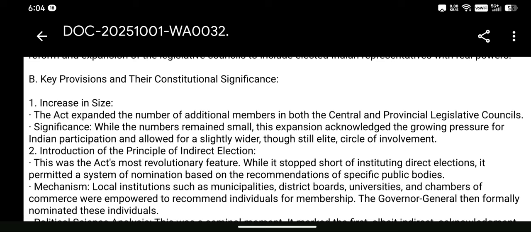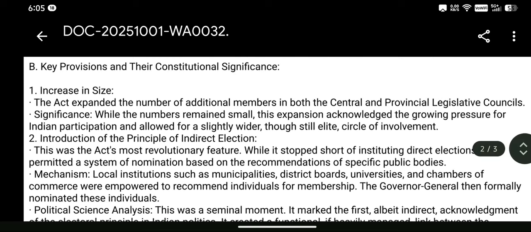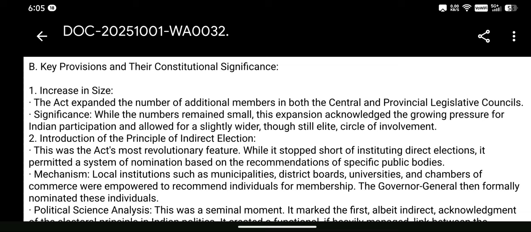Introduction of the principle of indirect election. This was the Act's most revolutionary feature, while it stopped short of instituting direct elections. It permitted a system of nomination based on the recommendation of specific public bodies. Mechanism: local institutions such as municipalities, district boards, universities, and chambers of commerce were empowered to recommend individuals for membership. The Governor General then formally nominated these individuals.